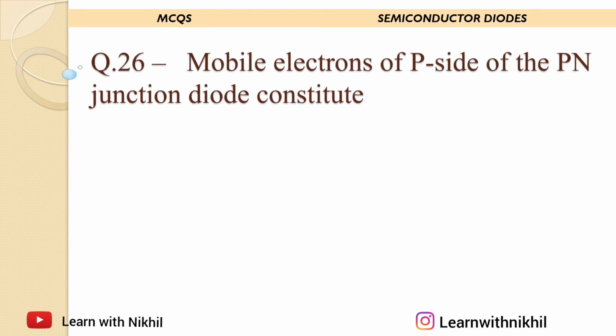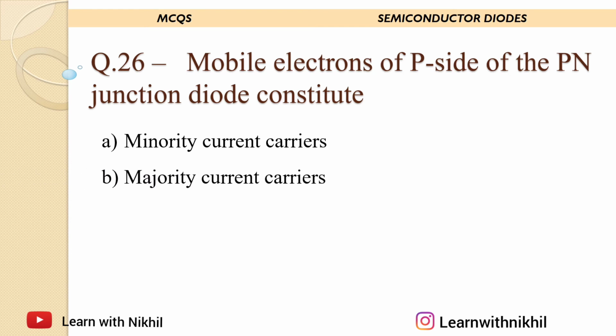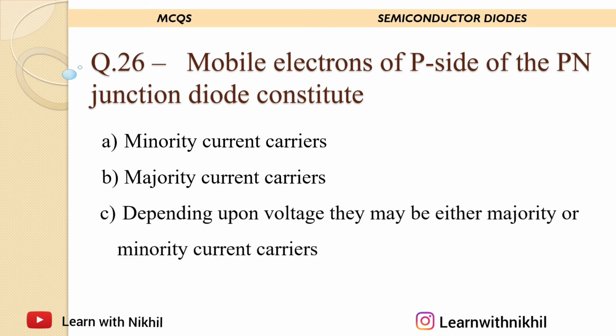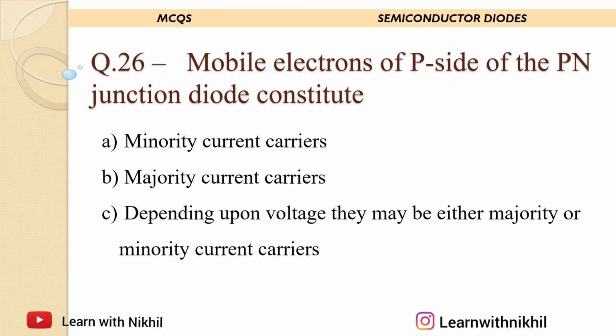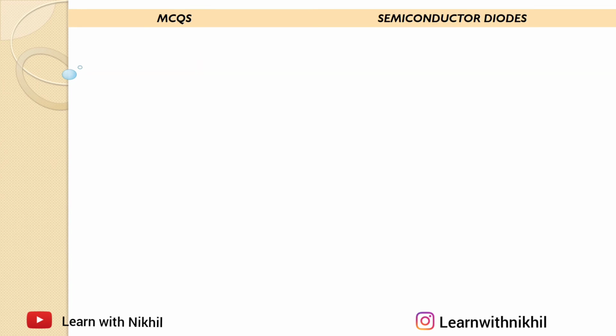Next question. Mobile electrons of P side of the PN junction diode constitute A, minority current carriers, B, majority current carriers, C, depending upon voltage, they may be either majority or minority current carriers or D, free electron. And the answer is minority current carriers.